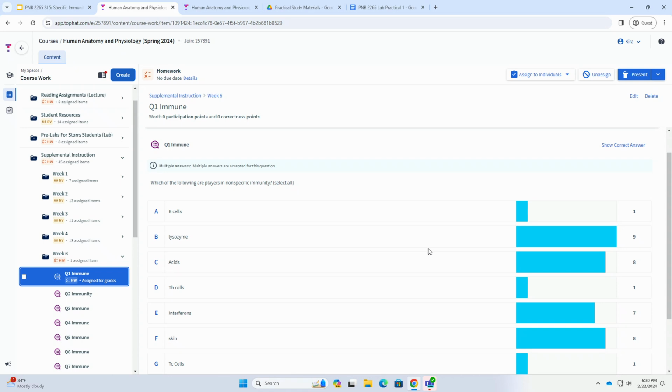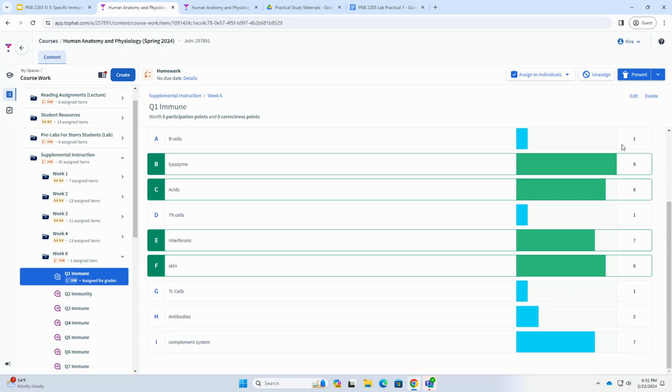So the question asks about non-specific immunity, which is the unlearned response to any pathogen that the body is exposed to. So you guys did pretty good. The complement system, just remember that's a part of non-specific immunity. It's an internal non-specific response that produces proteins to help the immune system attack. So then B cells, any type of T cell, and antibodies are all part of specific immunity.